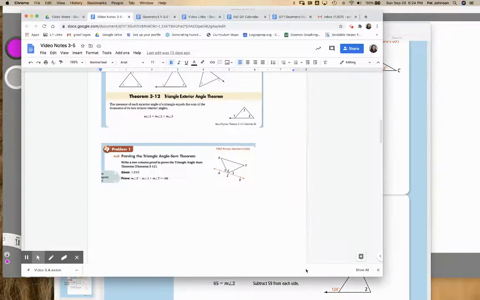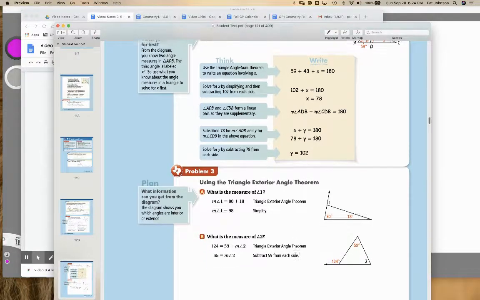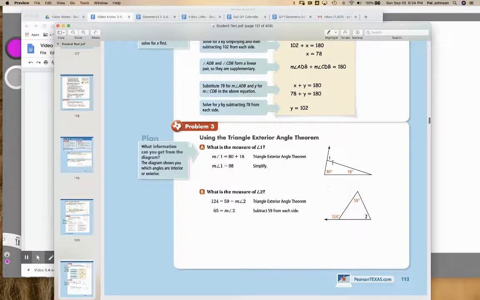Let's look at problem 3. Whoops. They want us to find the measure of angle 1. Well, you have a triangle. You've got two of the three angles. Can I find this third angle? Yes, I can add these together and subtract from 180 to get this angle. Well, what do we know? Angle 1 is an exterior angle, and the 80-degree angle and the 18-degree angle are the remote interior angles. And we know that they're equal to the exterior angle. So all we have to do is add 80 plus 18, and we get the measure of angle 1, which is 98 degrees.